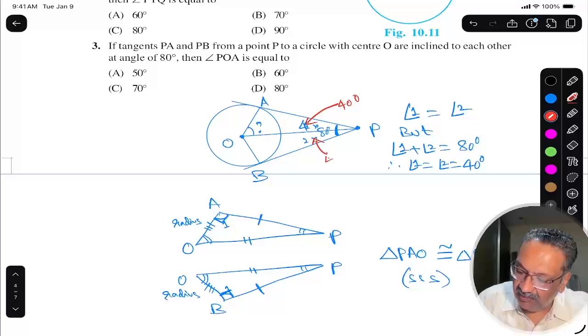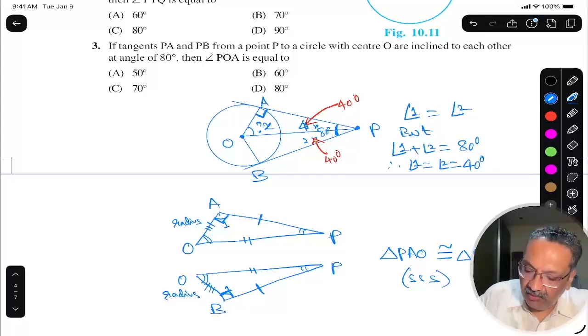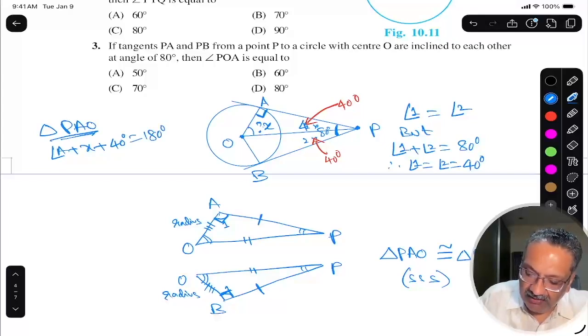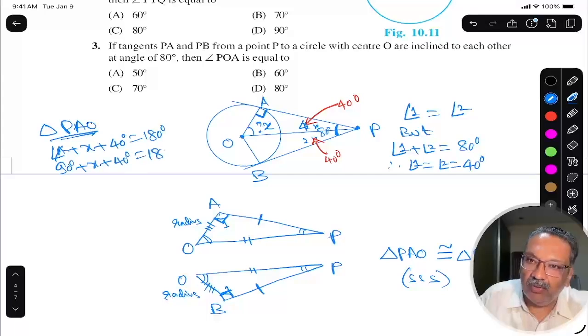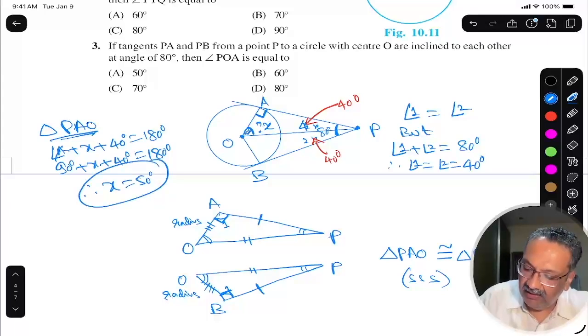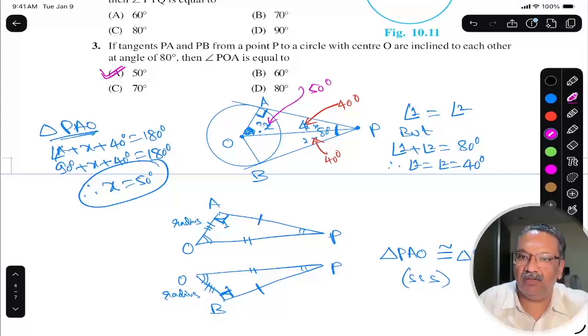In the same way, this angle is 40 degrees. Now consider this triangle. This is 90 degrees. We don't know this x. So in this triangle PAO, we have angle A plus x plus 40 degrees equal to 180 degrees. Angle A is 90 degrees, so 90 plus x plus 40 equals 180. Therefore x is equal to 50 degrees. So answer is A. All right.